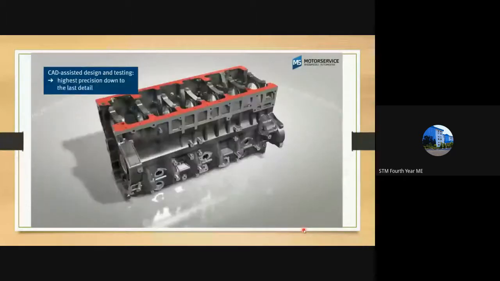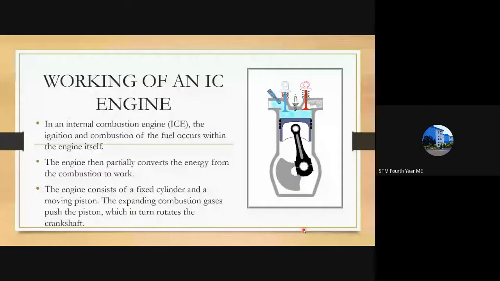Okay. Next, the working of an IC engine. This figure shows the working of a 4-stroke engine. There are 4 strokes, and a stroke is the movement of the piston from the top to the bottom or from the bottom to the top.